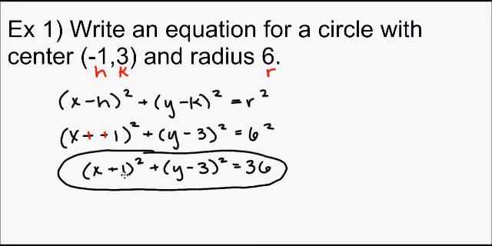Now, what I want you to notice here is that the signs in here are the opposite of what the coordinates actually are. Since I have a negative x coordinate, that's a plus in there. And since I have a positive y coordinate, I have a minus in here. So it's the opposite of what you think.